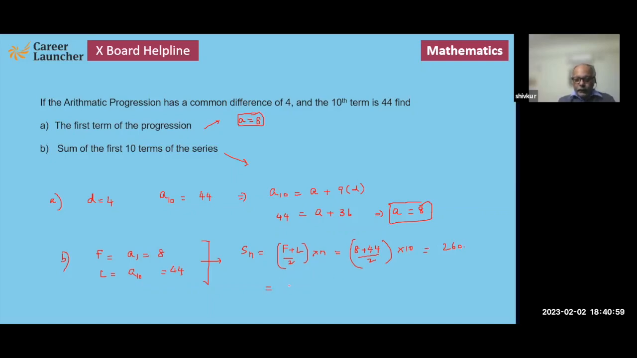I could also write it as n by 2 into 2a plus n minus 1 into d. And n by 2 is 10 by 2 into 2a is 16 plus 9 4s are 36, right? So you can see that this also works out to be 260.